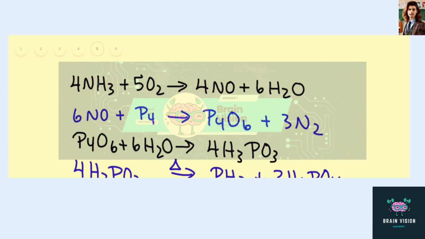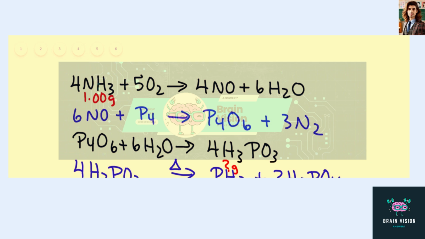So here are all 4 reactions again. The question given was, find the mass of PH3 that forms from the reaction of 1 gram of ammonia. So we are looking for the mass of PH3 given 1 gram of ammonia.